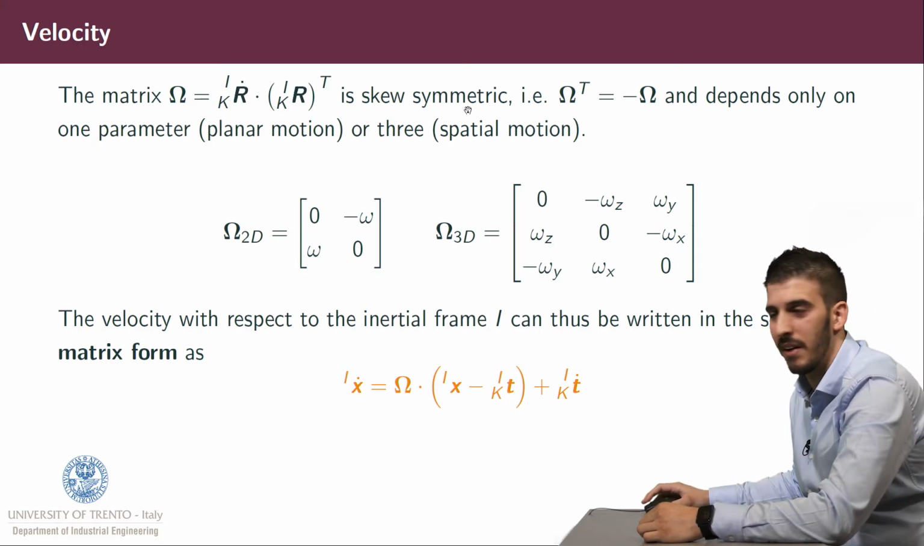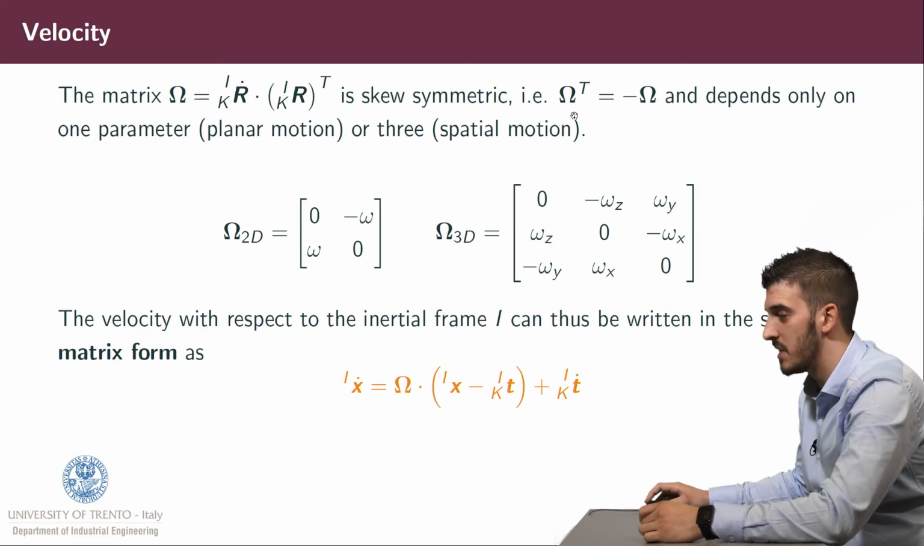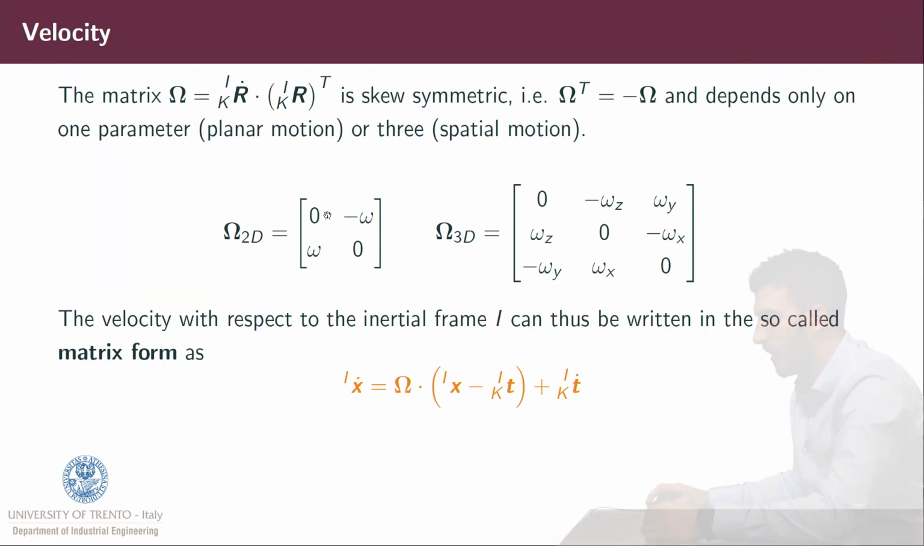The matrix omega is a skew-symmetric matrix, which means that the transpose of this matrix is equal to minus the matrix. In the two-dimensional case, omega will be equal to [0, minus omega; omega, 0], and in the 3D case, omega will be equal to [0, minus omega z, omega y; omega z, 0, minus omega x; minus omega y, omega x, 0].